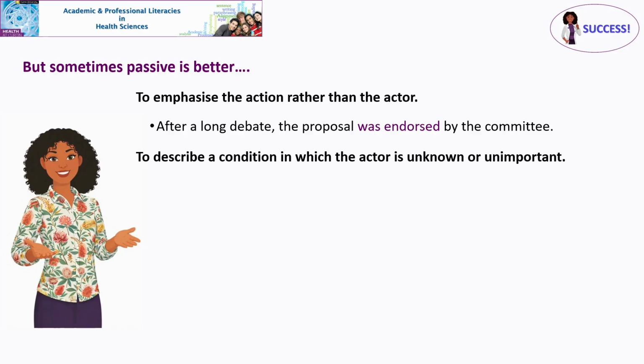Sometimes we need to describe a condition in which the actor is unknown or unimportant. Every year, thousands of people are diagnosed with cancer. Now, we don't know in this sentence who they are. Of course, it's important, but we don't know. We don't need to stipulate who these people are.